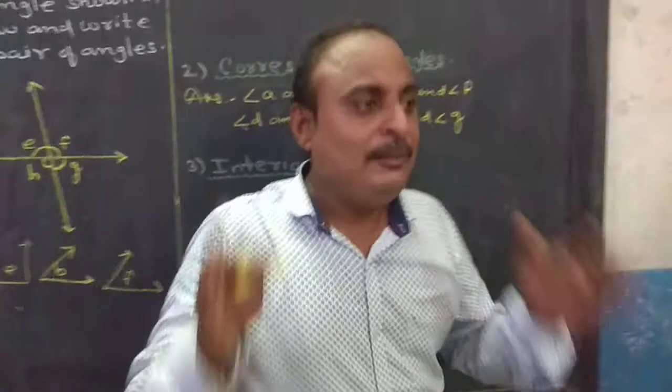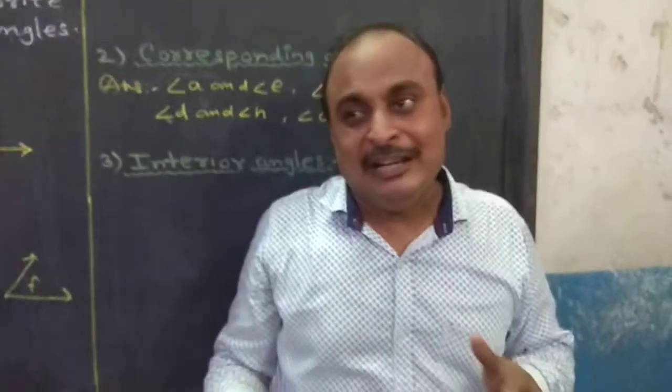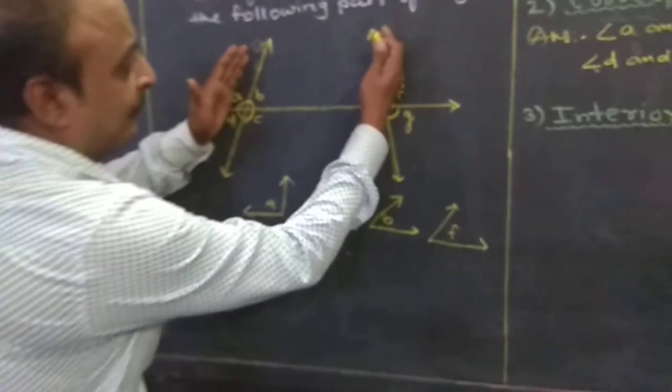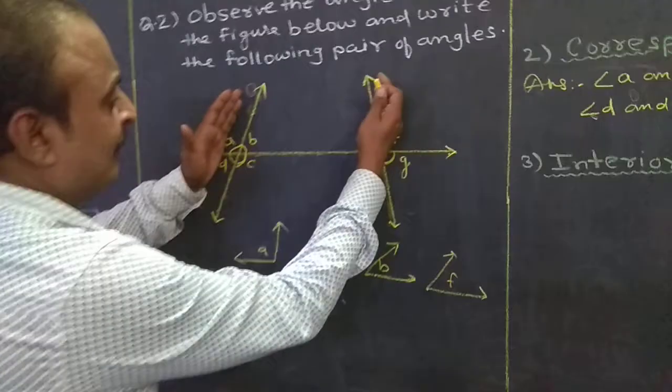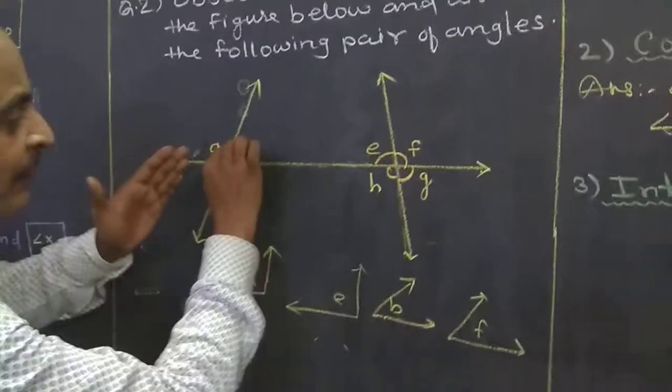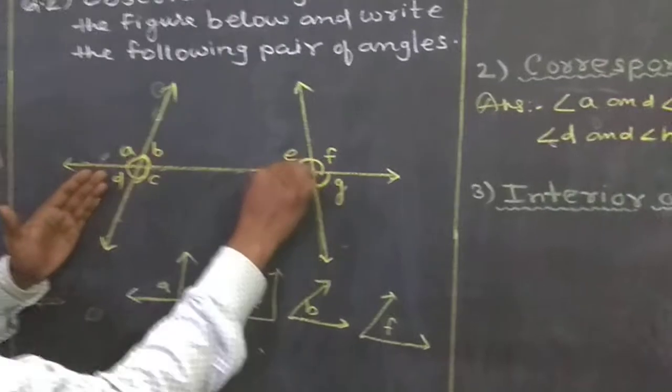Now the last question is interior angles. What do we mean by interior angles? An angle which comes in between two parallel lines is known as an interior angle. As you can see in the diagram here, these are your two parallel lines. Which angles come in between these two parallel lines? Angle B and angle E.